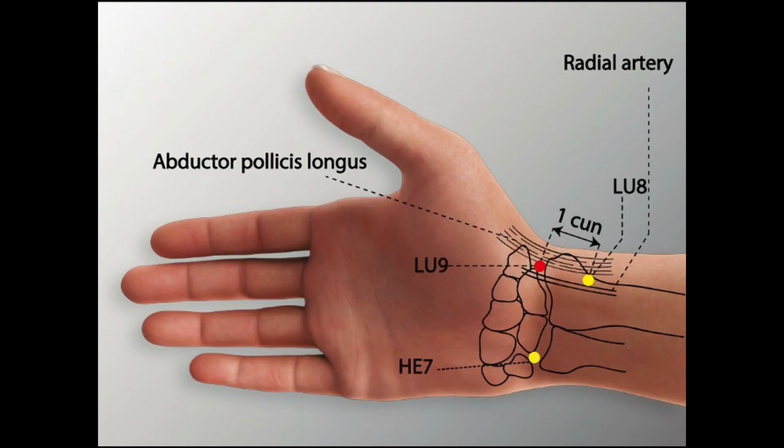Lung 9, Taiyuan, Great Abyss, on the radial end of the transverse crease of the wrist, where the radial artery pulsates. Lung 9 is the yuan source point of the lung meridian, shu stream point of the lung meridian, converging point of vessels. Lung 9 tonifies lung qi and yin, resolves phlegm, descends lung qi, tonifies gathering qi, influences the pulse.